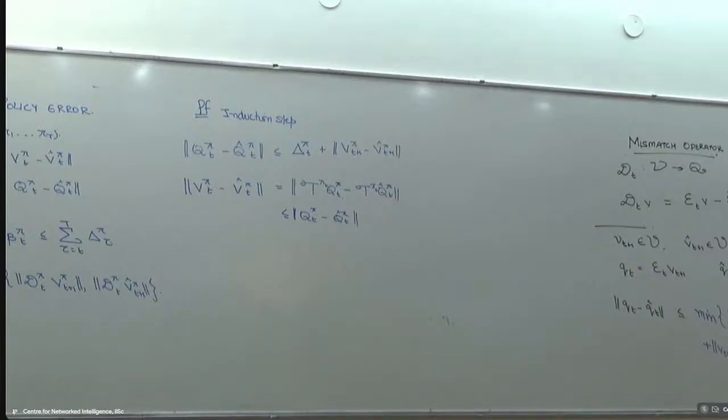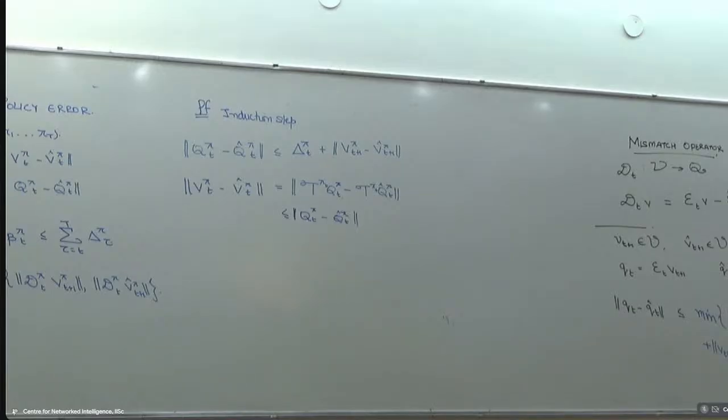Any questions? So, what is the source of looseness in this bound? The source of looseness in this bound is this step. This is the only real inequality that I have in the analysis.